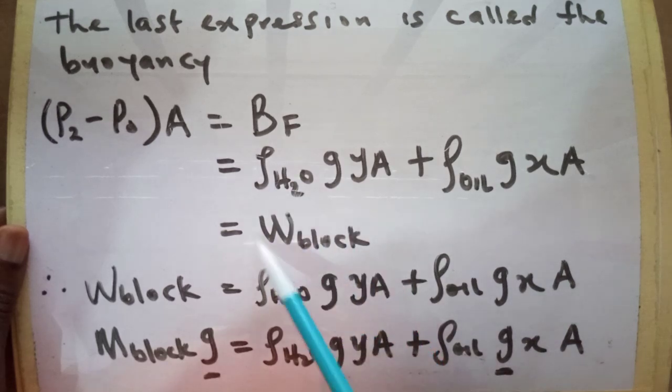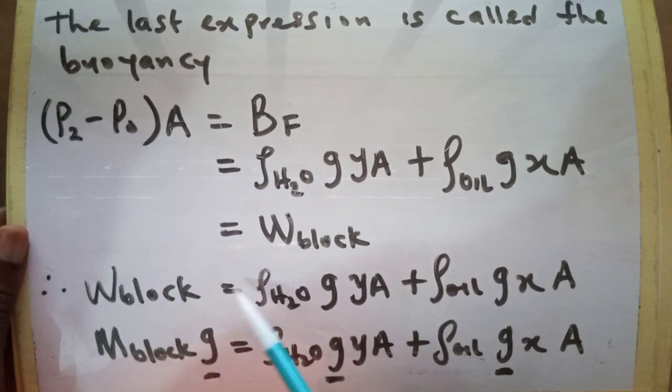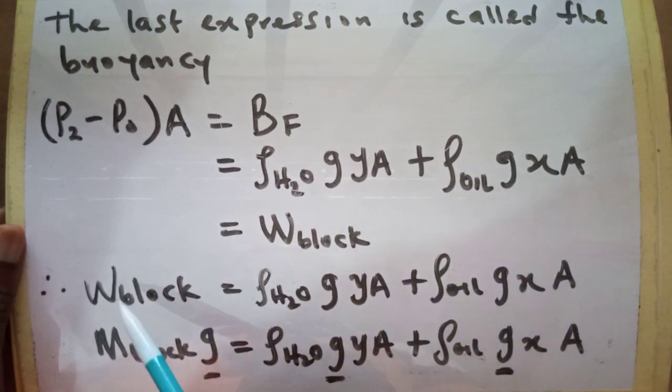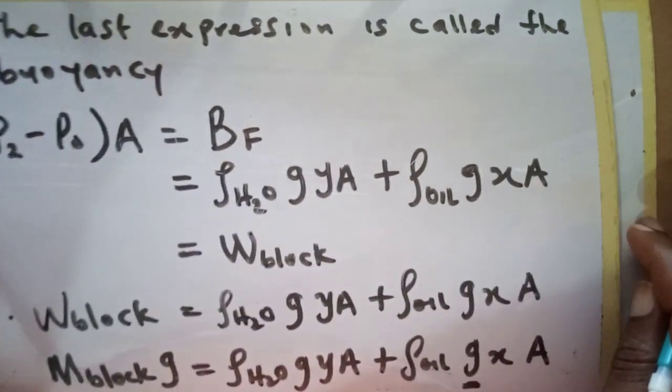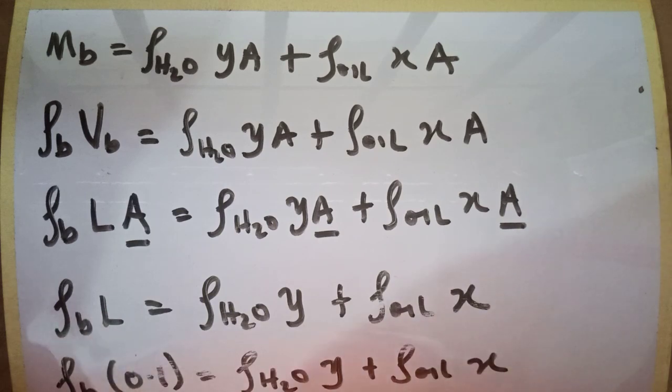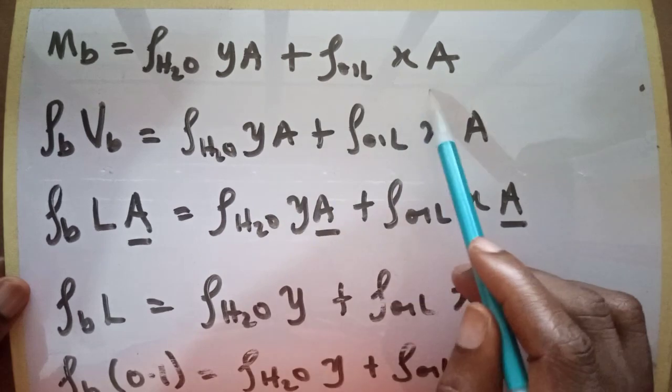So, therefore, we now take care of this one and this. We equate this one and this, which is weight of the block is equal to this part plus this part. Now, what is the weight of the block? The mass of the block times G, which is equal to this part plus this part. We can take care of our G cancels out, and we are left with mass of the block, density of water Y A, plus density of oil X A. So the mass of the block is equal to these expressions.